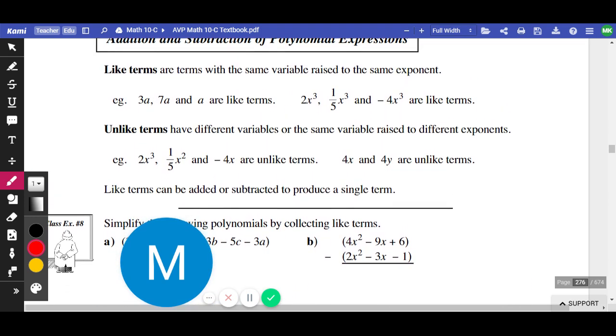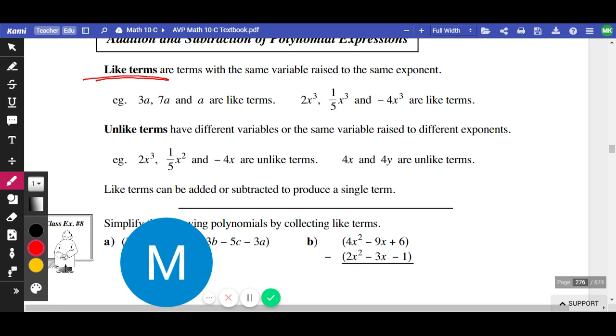Adding and subtracting polynomials. This should be review for you as well. When you add and subtract polynomials, we talk about something called like terms. Like terms means that they're the same variable with the same exponent. For instance, x's with other x's are like terms. But an x and an x to the power of 2 are not like terms, because it has to be the same letter, same exponent. I always say like letters go with letters. Numbers go with numbers. Constants go with constants.